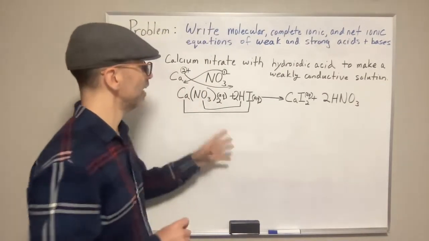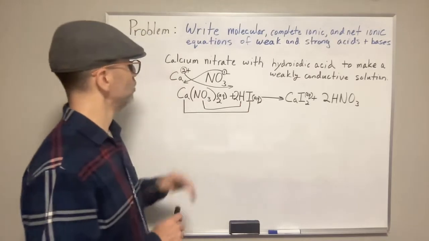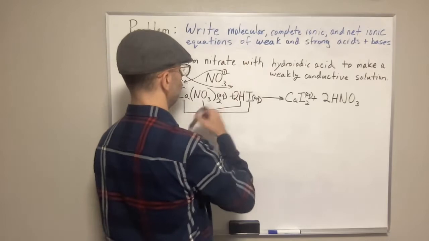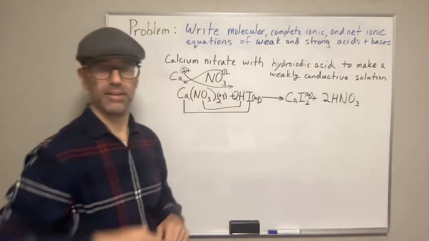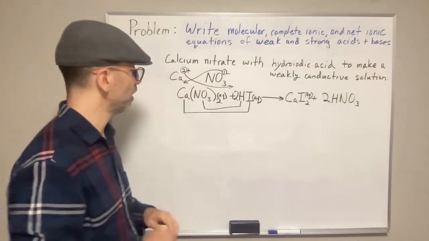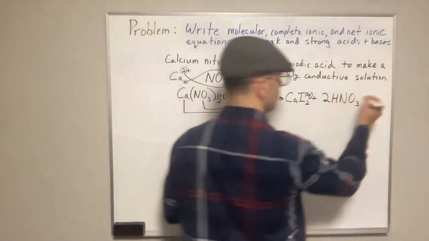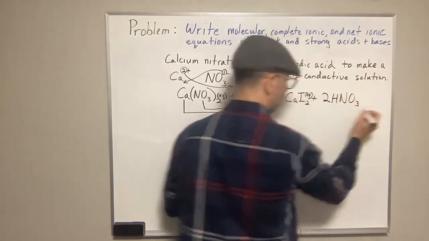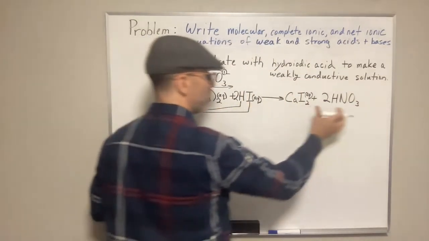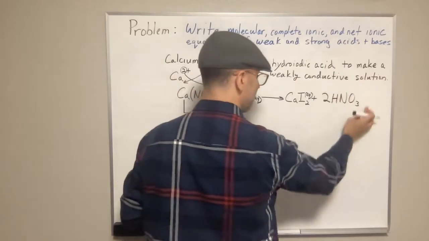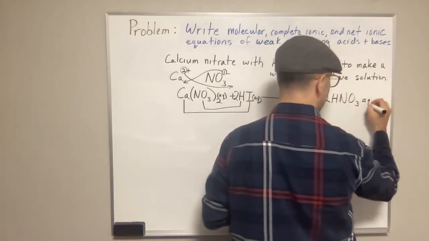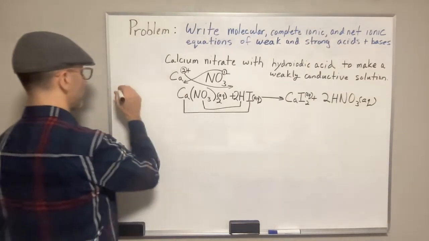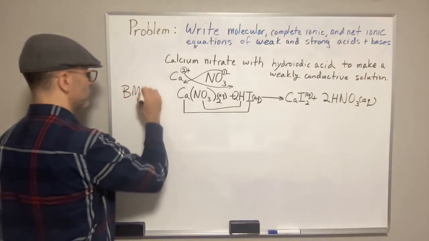And I just realized I made a mistake. So this is, okay, so here, nope, I'm good. False alarm. All right, so here, I made a mistake. This is not a weak, this is a strong acid, my bad. This is a strong acid. So here, this is going to come apart completely. So this is going to be aqueous. Okay. So then this is our balanced molecular equation.